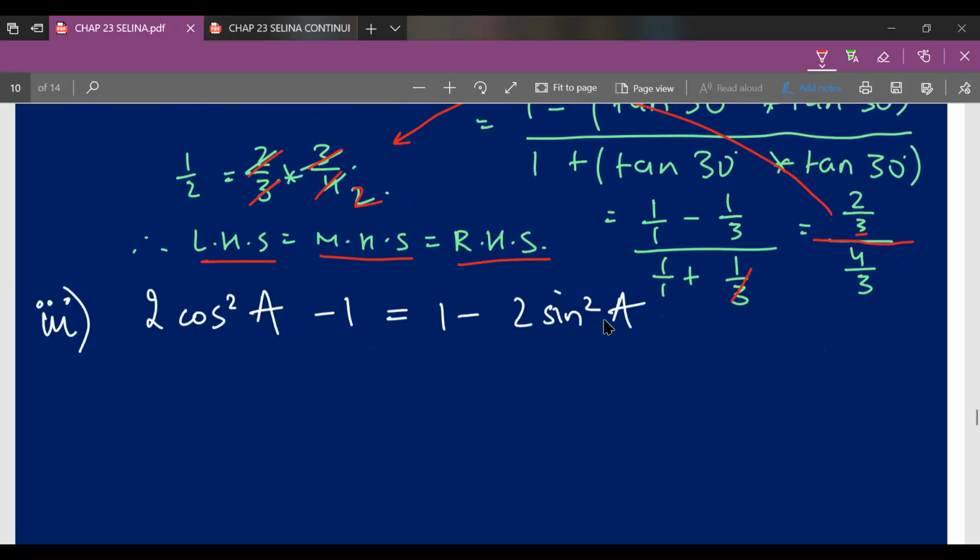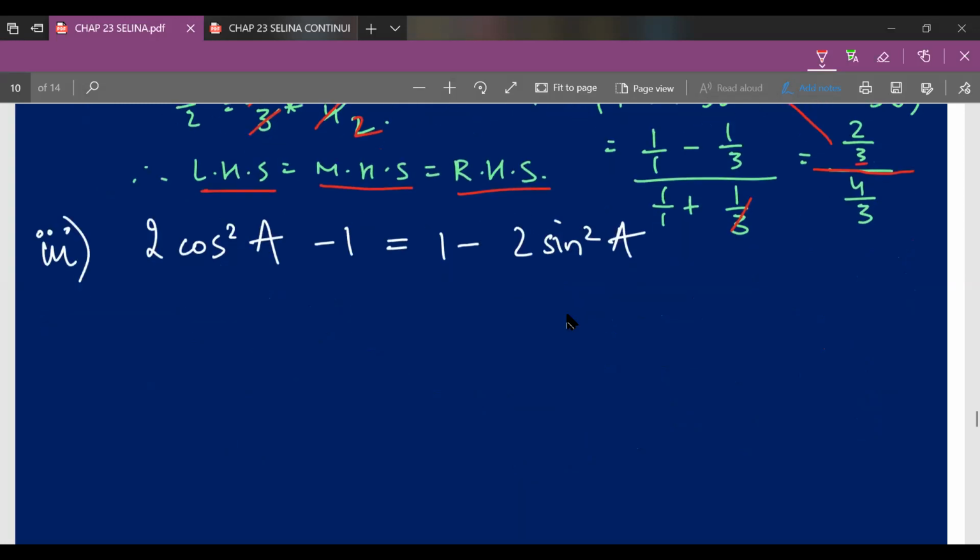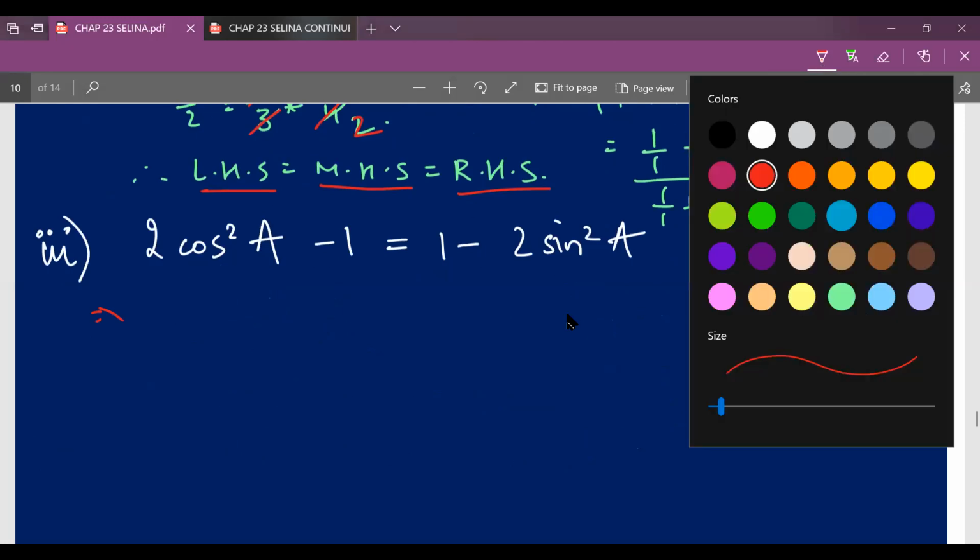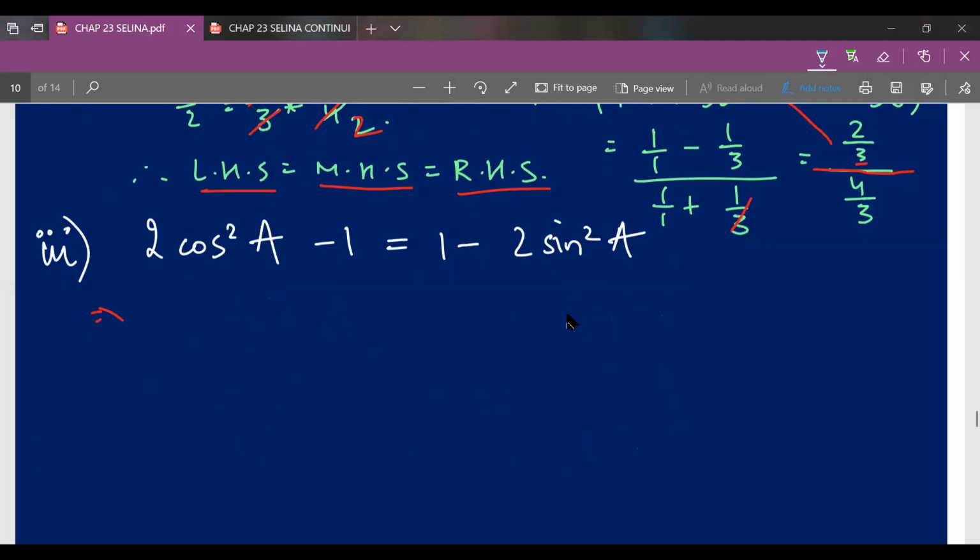So let's move on forward. Okay, I'll change the color. Now over here, 2 cos square a minus 1 is equal to 1 minus 2 sin square a. Luckily here the math gods have had some mercy over us, so they have written only two sides here, so it is easy to solve this question.